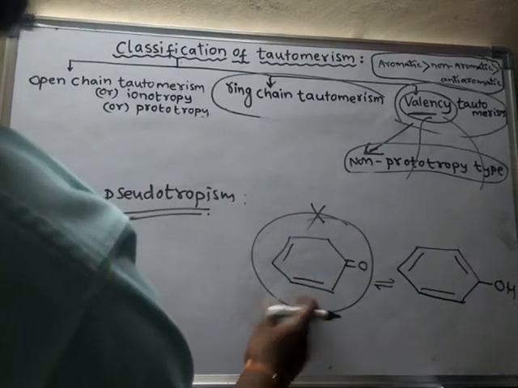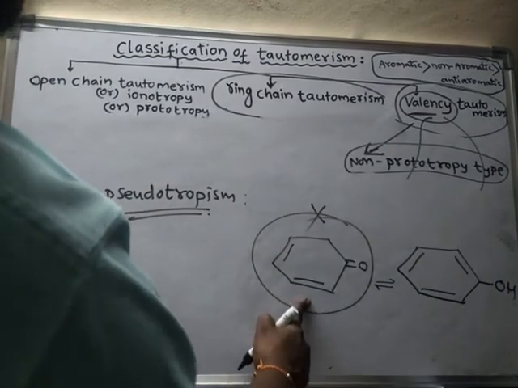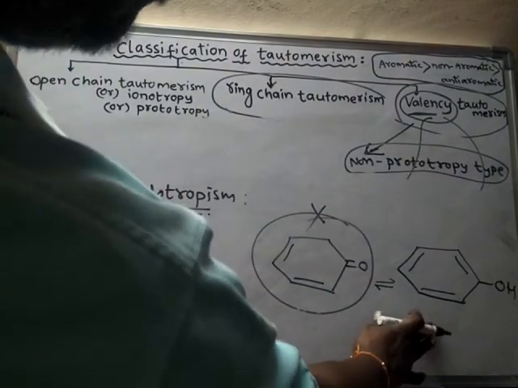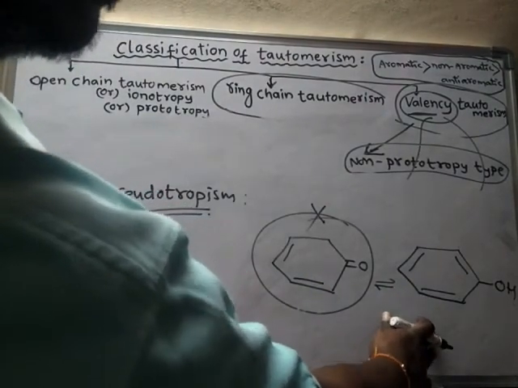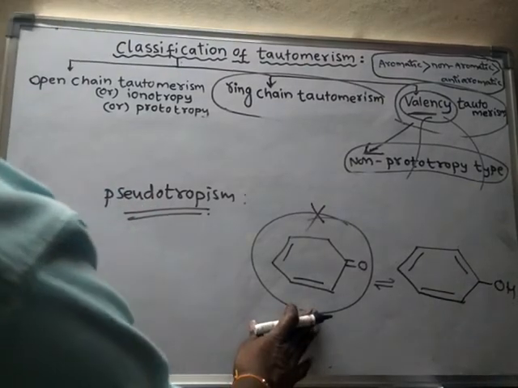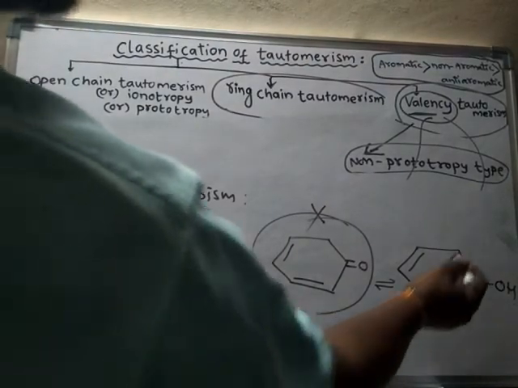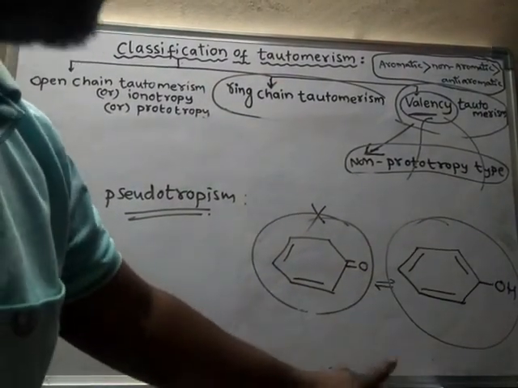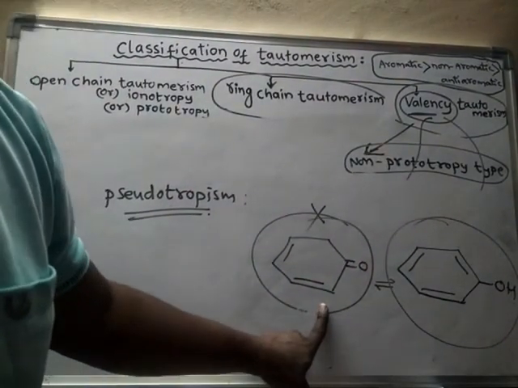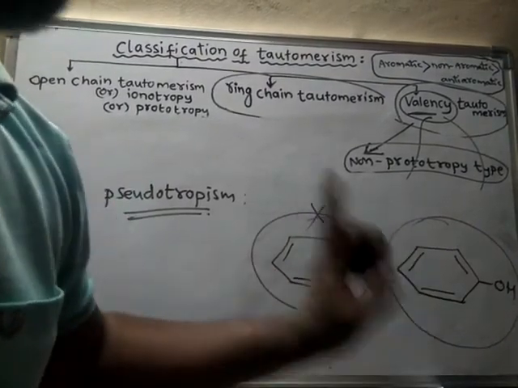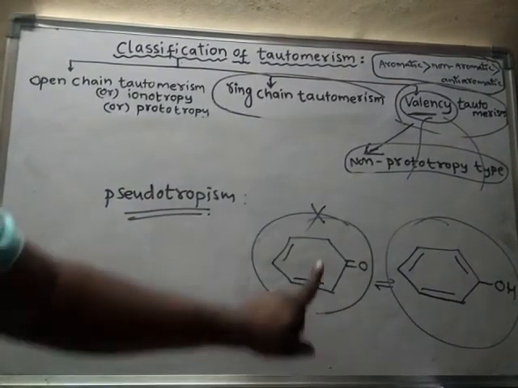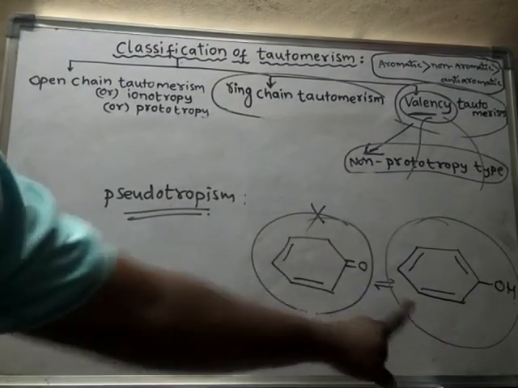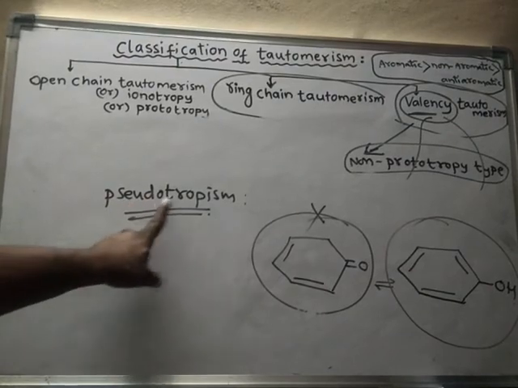Why does it not form? Because it is anti-aromatic, it is highly unstable. So this is the more stable form. The more stable form never likes to convert into a highly unstable form. So that compound will remain in this form only. Though there is a chance of formation of a tautomeric form, still only one type of compound exists, and the other type of compound does not exist. Such a type of tautomerism is said to be pseudotropism.